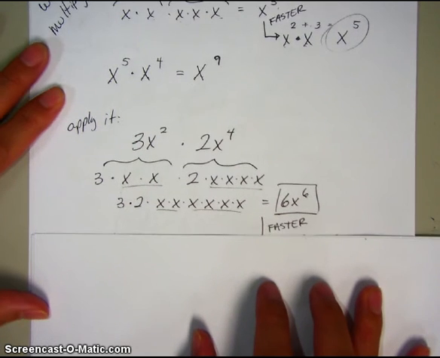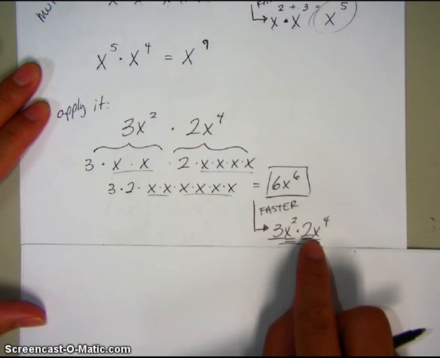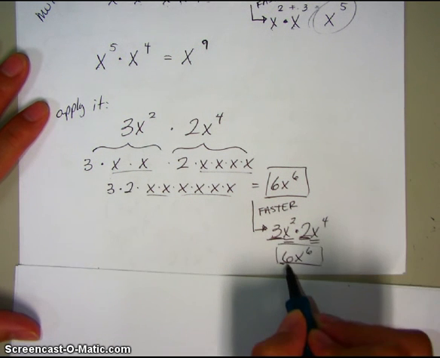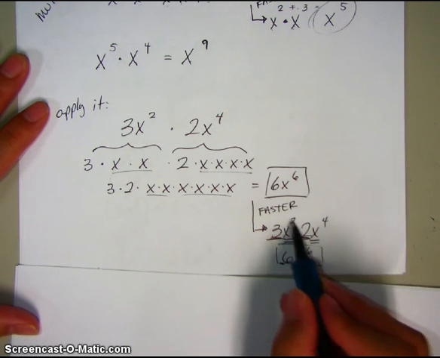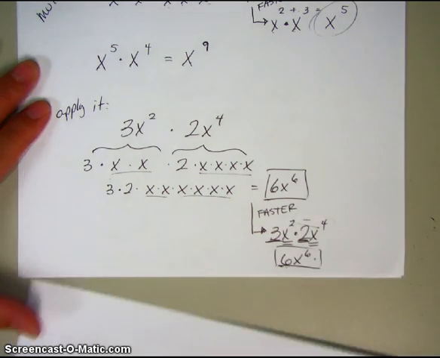Right? Now, there would be a faster way of doing this. Instead of writing it all out, I could just notice that 3 times 2, those are the two coefficients, and those can be multiplied. So that gets 6. And then x squared, x to the fourth, I add those two exponents together, and I get that 6 here. Okay.